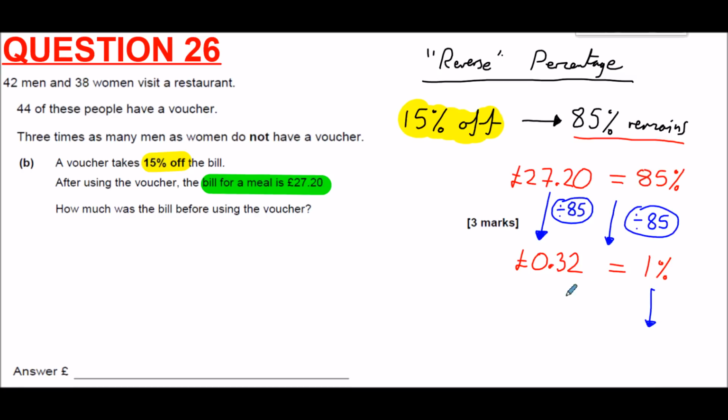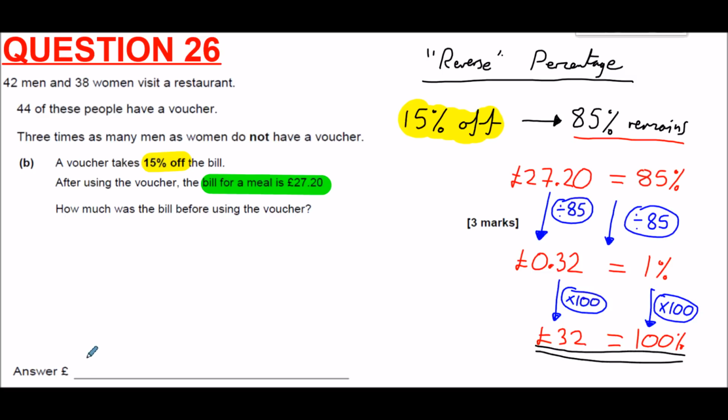To go from 1% up to 100%, all we need to do is just multiply by 100, because 1 times 100 is obviously 100. But if we do that to one side, we need to also multiply the other side by 100. So 0.32 times 100 will tell us that the original 100% value of the bill was £32. And so for 26 part B, our final answer would be £32.